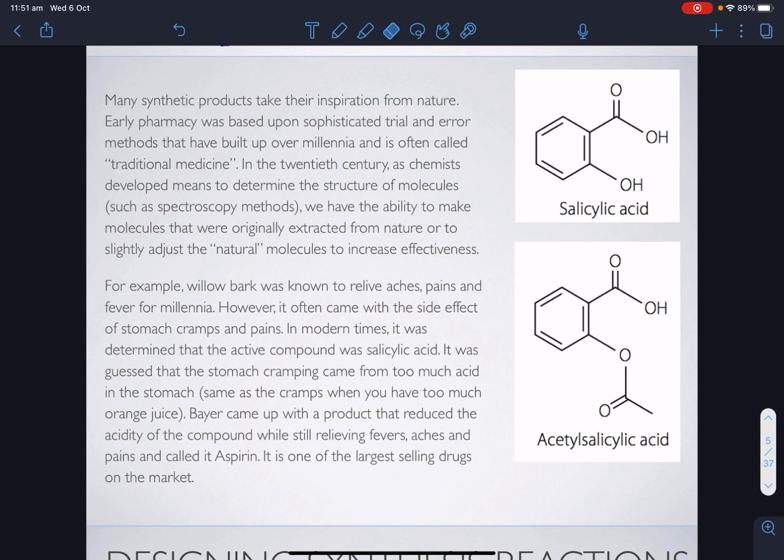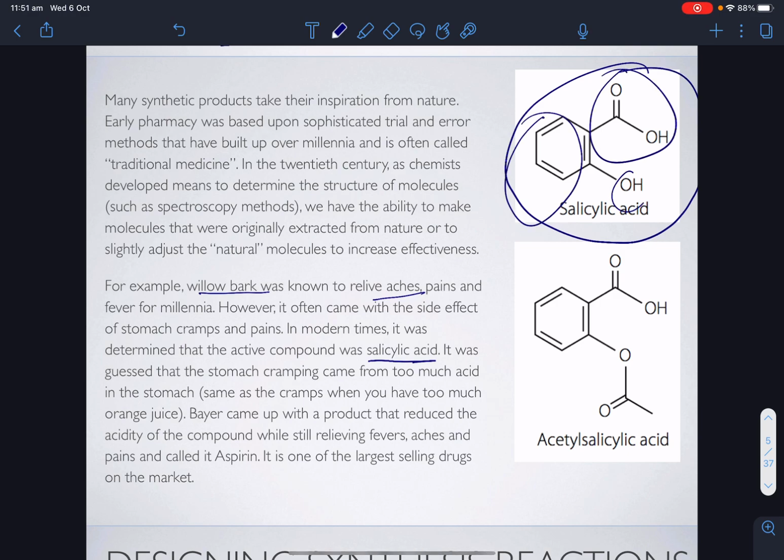So here's my example. It was known that willow bark, so the bark of certain willow trees, is known to relieve aches and pains and fever, and it's been known for millennia. So chewing on the willow bark, yeah? The trouble is that in the olden days it often came with the side effect of stomach cramps and pains, okay? So in the 20th century, we've determined the active ingredient in the willow bark was salicylic acid. And here's a structural formula for it. It's a benzene ring with a carboxylic acid and then an alcohol off it. And we've called it salicylic acid since.